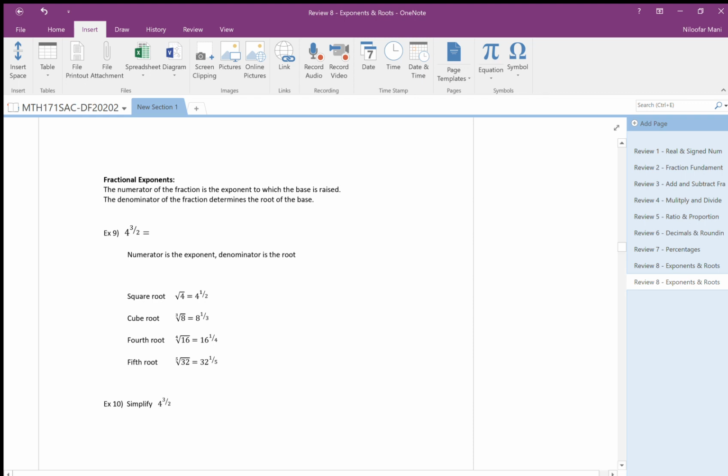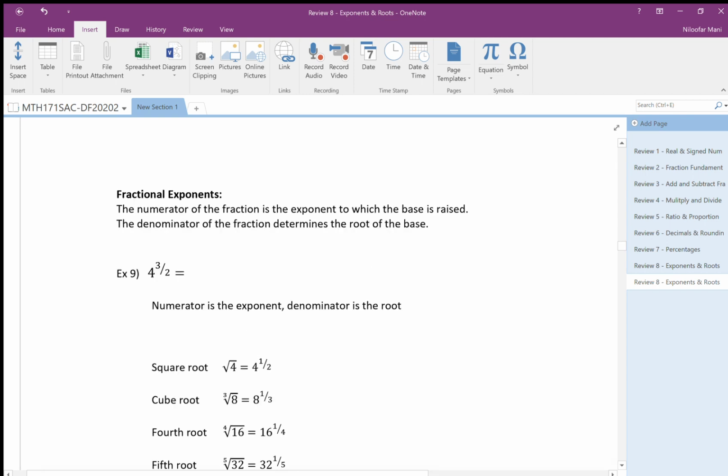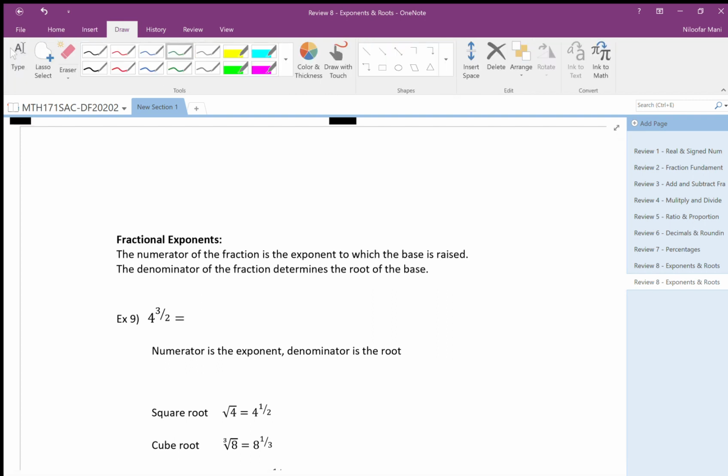I continue on the lesson. So here we have to see what we have to do when we have a fractional exponent. So I can show you the lesson here. So yes, I need green.